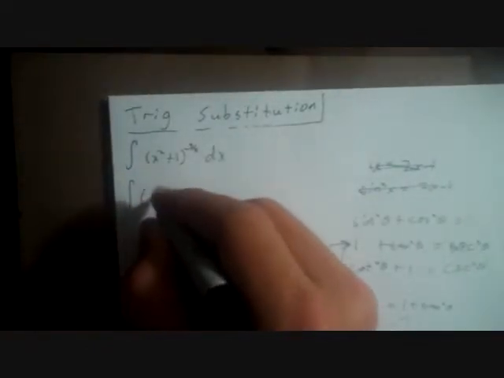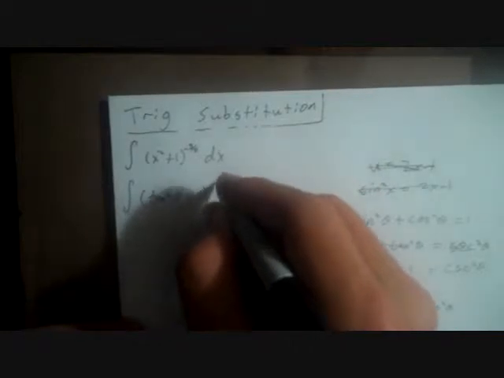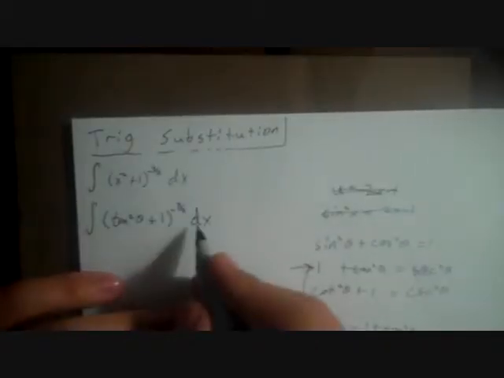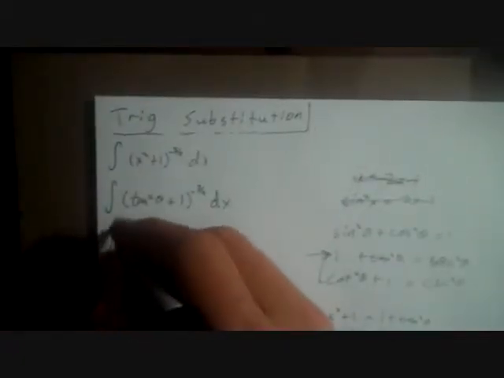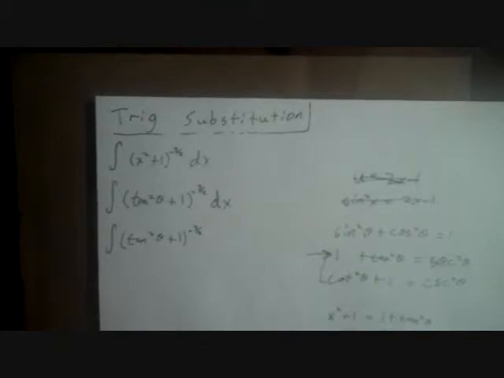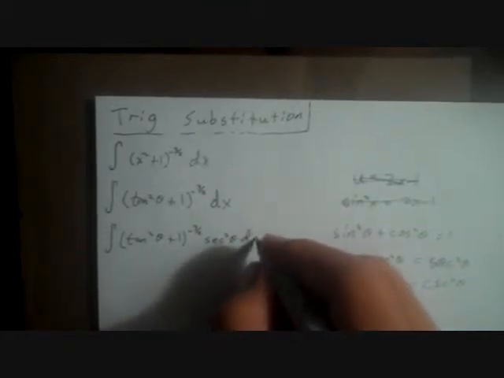So everywhere we have x, let's just put in a tangent theta. So we have the integral of (tangent squared theta plus 1) to the negative 3 halves dx. Now wait a minute, this is dx. We need it to be in terms of theta. To find the relationship between dx and d theta, let's take the derivative of x equals tan theta. The derivative of x is dx, and the derivative of tangent theta is secant squared theta d theta. So everywhere we have dx, let's plug in secant squared theta d theta. So I have the integral of (tangent squared theta plus 1) to the negative 3 halves times secant squared theta d theta.